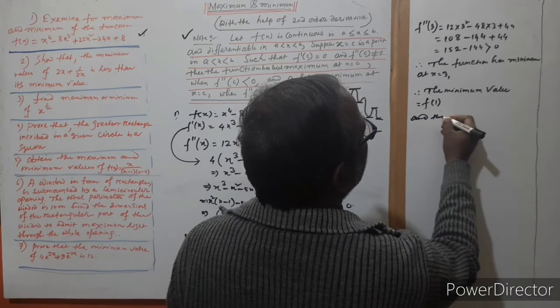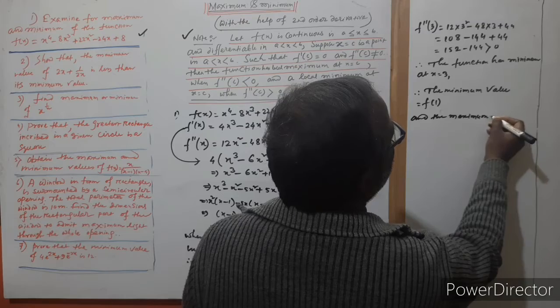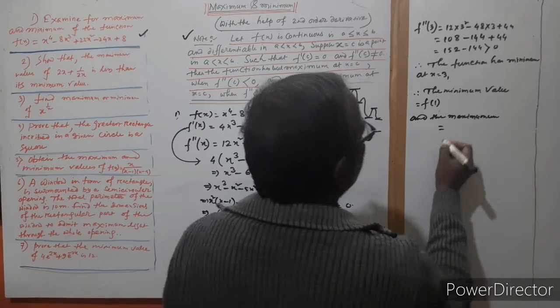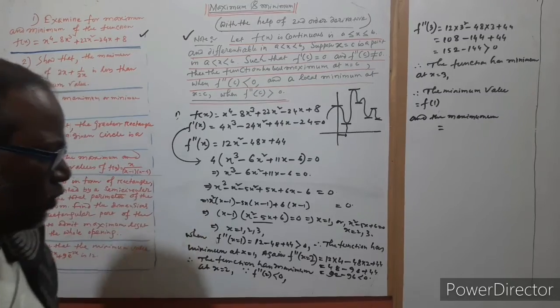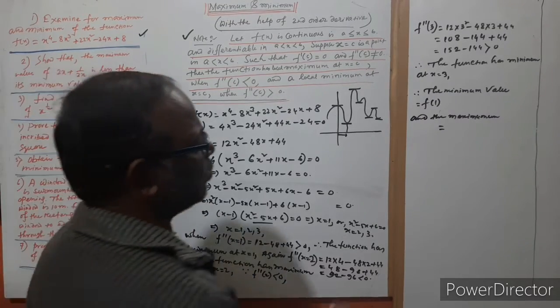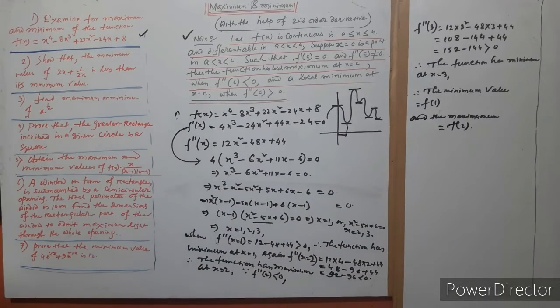the maximum is equal to at what point? At 2, see the second order is less than 0, so the maximum value is here f of 2. Okay, so like that you have to find the minimum value and maximum value easily, okay.